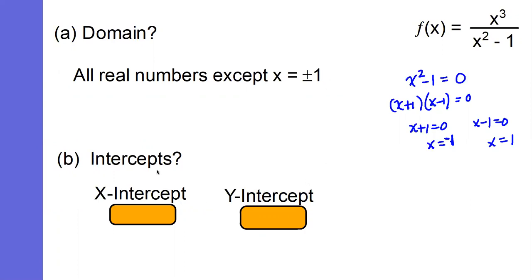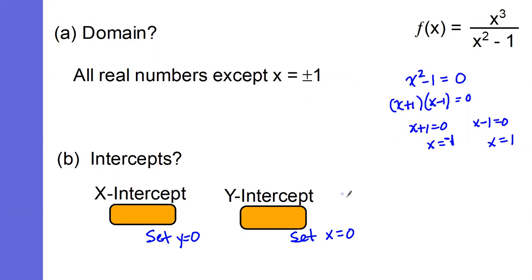Next part, my intercepts. Before I do my intercepts, let's point out quickly that you cannot simplify x cubed over x squared minus 1. I don't have any common factors that I can cancel out, so this is the simplified version of this function. As always, when I'm finding my x-intercepts, I'm going to set y equal to 0 and do the math. When I'm finding my y-intercepts, I'm going to set x equal to 0 and work out the math.